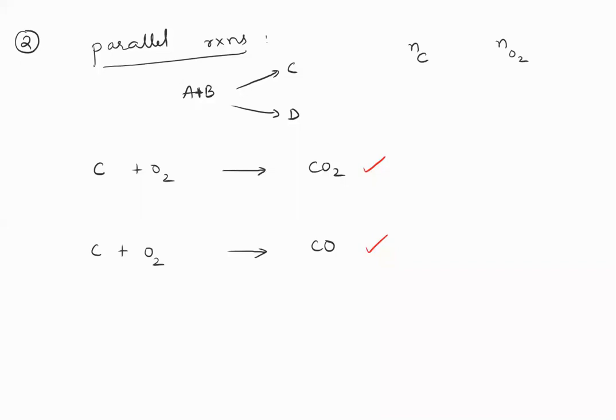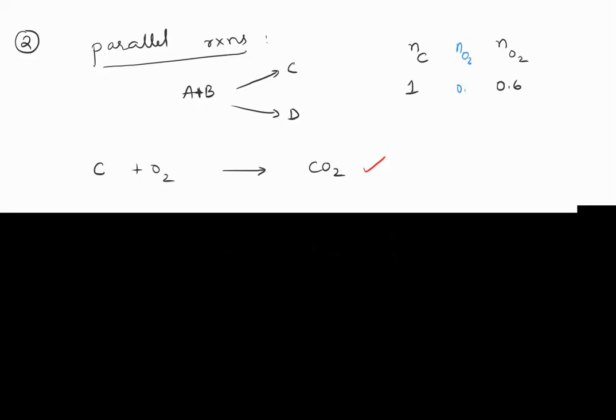For example, if I say I took 1 mole of carbon and I took 0.6 moles of oxygen, somewhere in between 0.5 and 1, okay? So if these are the moles of carbon and oxygen taken, and the question is how much carbon dioxide is formed, how much carbon monoxide is formed. Why do both form? Because if I took only 0.5, I would get monoxide.